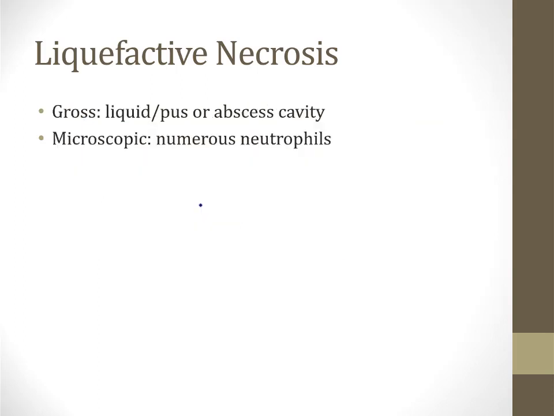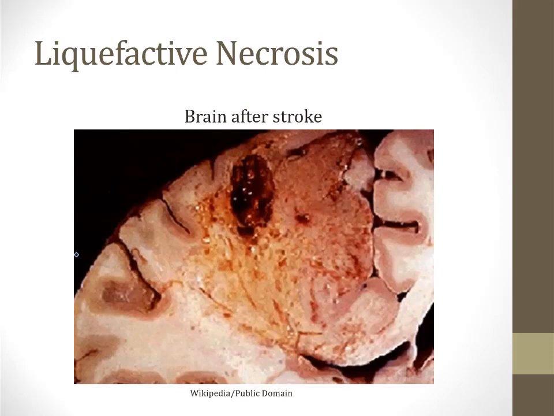When you examine an organ or tissue that has undergone liquefactive necrosis, what you see grossly is just liquid or pus, or maybe just a cavity that's left behind. Microscopically, what you see are numerous neutrophils, and the tissue architecture has been destroyed. So here's a picture of an area of the brain that has suffered a stroke, and you can see it's just a hole. The tissue has been liquefied, it's basically gone, and that's an example of liquefactive necrosis.